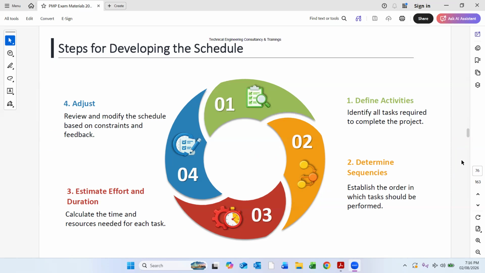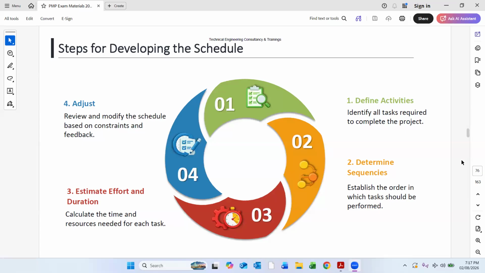After defining the activities, we should define the relationship between each activity and the others. All these activities will be linked with each other, either finish to start, start to start, or finish to finish, with some lags, positive lag or negative lag. This is how the sequence is established. Then estimate effort and duration: calculate the time and resources needed for each task. After we determine the sequence, we start our estimation of the duration, right?